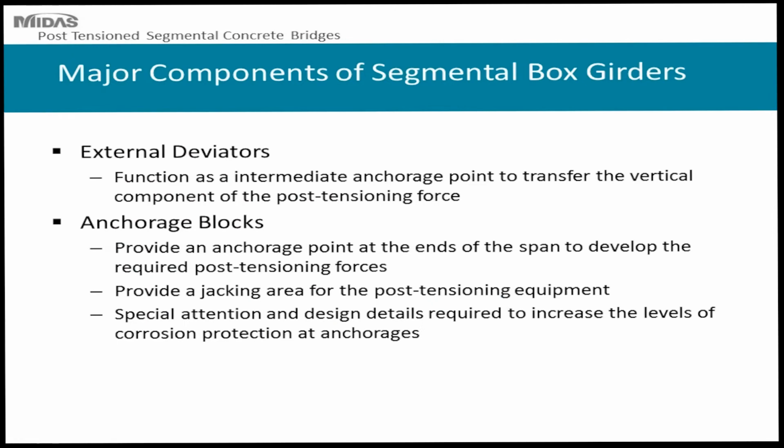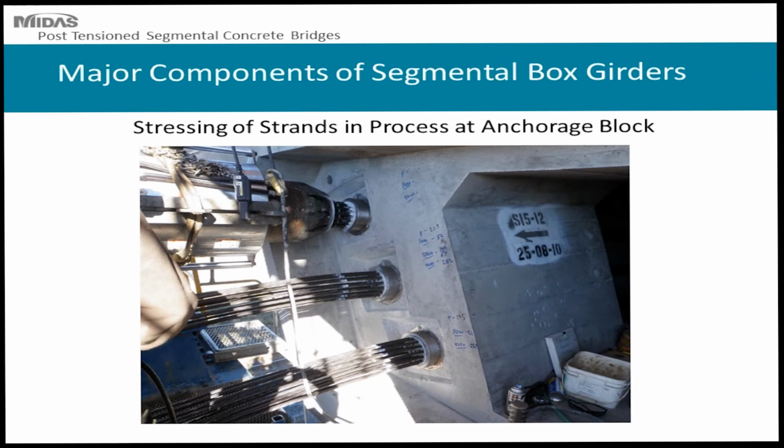And other major components for segmental box girders are the external deviators and the anchorage blocks. External deviators are used as intermediate anchorage points to transfer the vertical component of the post-tensioning force. However, the anchorage blocks provide an anchorage point at the end of the span to develop the required post-tensioning forces. It also provides a jacking area for the post-tensioning equipment. And because the tendon stressing occurs at the anchorage blocks, special attention and design details are required to increase the levels of corrosion protection at anchorages. This picture is showing the tendon stressing at an anchorage block.